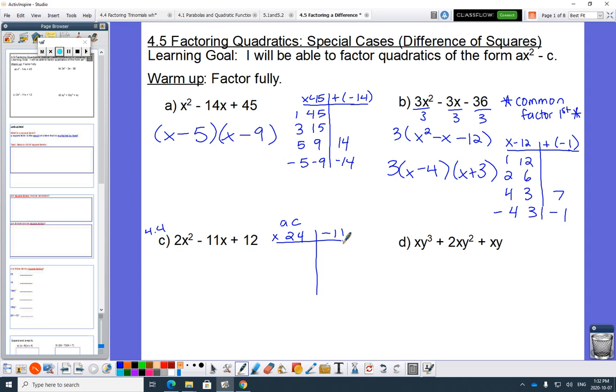24 has lots of factors, but again, maybe you're starting to realize 1 and 24 is not going to work. 2 and 12 gets us close. What's next? 3 and 8. Oh, 3 plus 8 is 11. We want negative, so let's try negative 3, negative 8, negative 11.